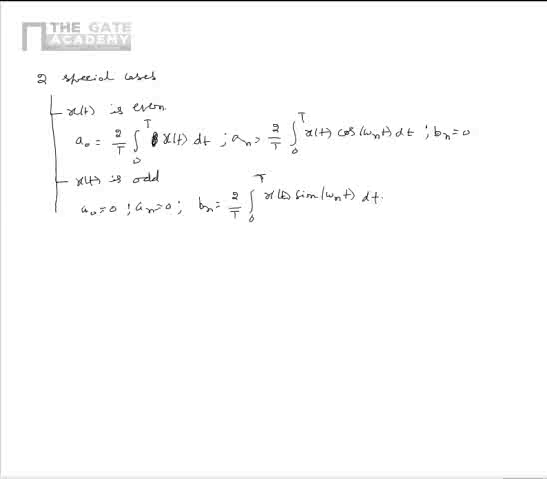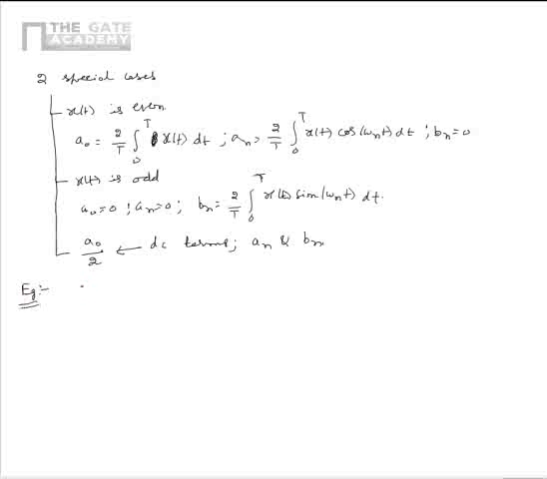Please note that in case of alternate frequency representation, the coefficient a0 by 2 is called DC term. An and bn correspond to cosine and sine terms. Now let us consider some examples.